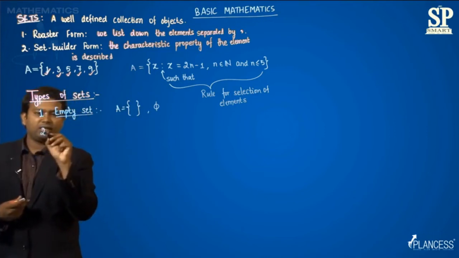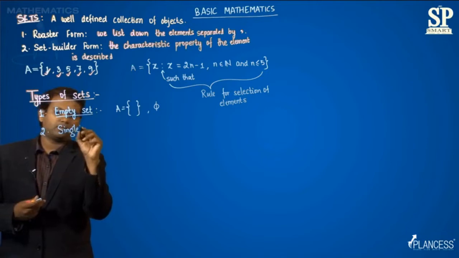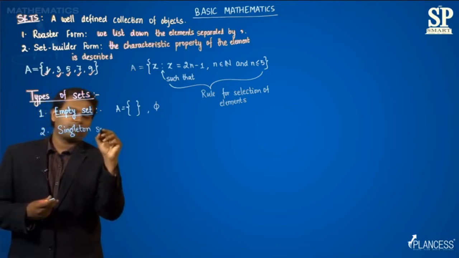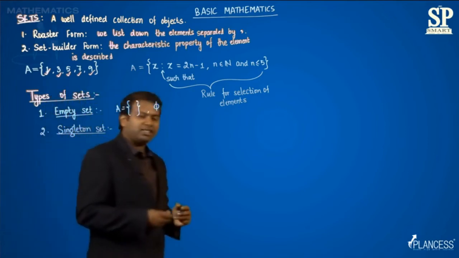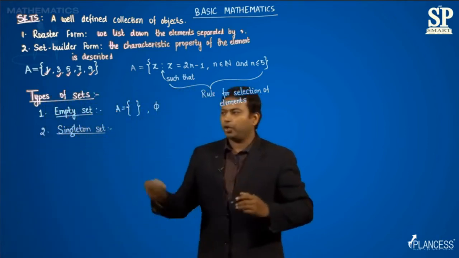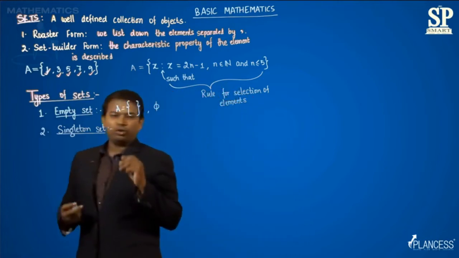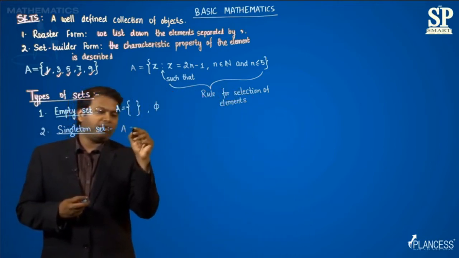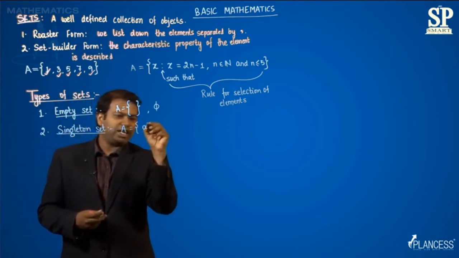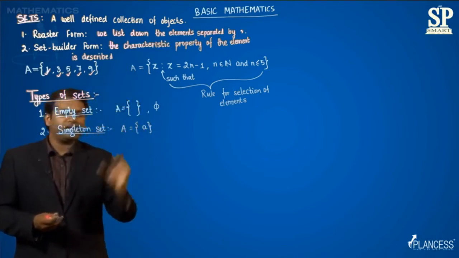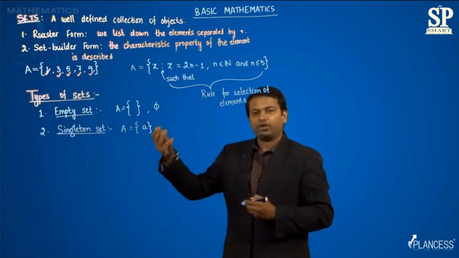Next is the singleton set. Again, as the name suggests, this is a set which contains exactly one element. So if we say A is a set and it contains the letter a, then this is an example of a singleton set as it contains only one element.